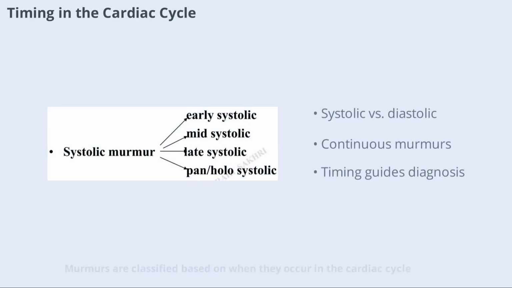Murmurs are classified based on when they occur in the cardiac cycle. Systolic murmurs happen between the first and second heart sounds, while diastolic murmurs occur after the second heart sound. Some murmurs are continuous, spanning both systole and diastole. Recognizing the timing helps narrow down the possible causes and directs further investigation.